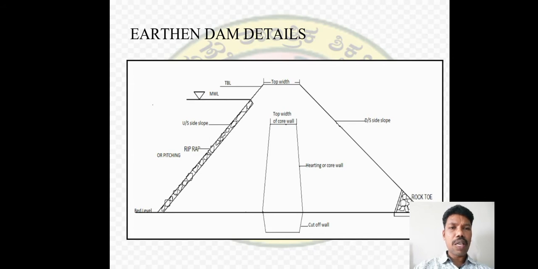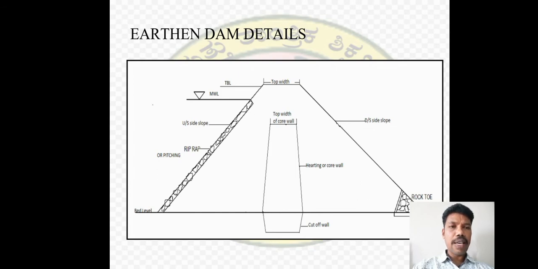On the upstream side we have an upstream side slope, and that is provided with slope protection, which we call riprap or pitching, or revetment, the upstream revetment. On the downstream we have a downstream slope. At the toe we have a rock toe, which we call the downstream toe protection.